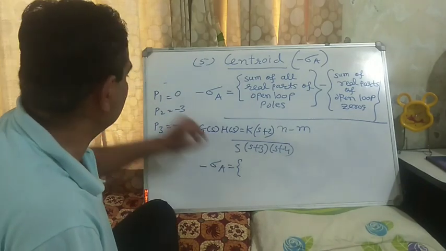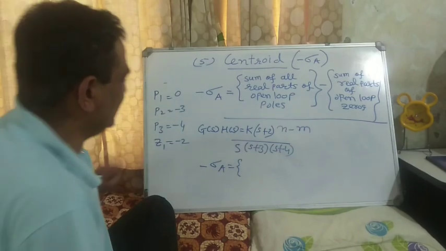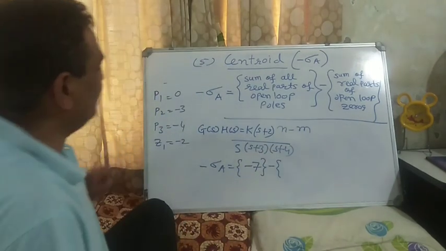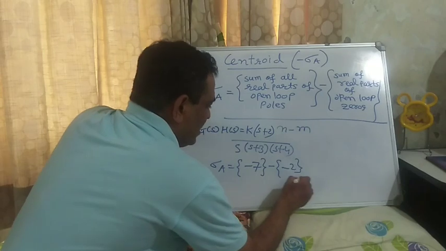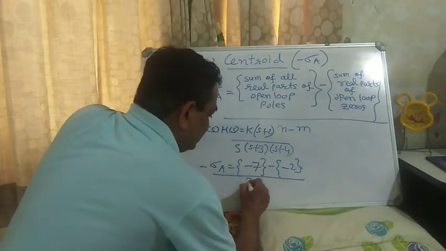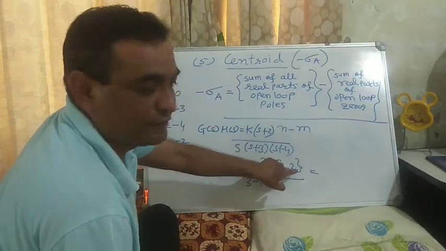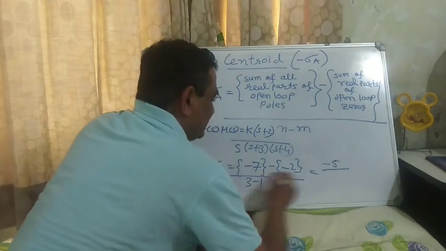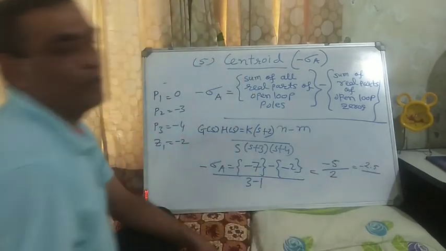The real parts of poles are 0, minus 3, minus 4. The sum of all these is minus 7. Minus the sum of real parts of zeros, which is minus 2, upon n minus m, where n is 3 and m is 1, so 3 minus 1. This will give you minus 7 minus of minus 2, so minus 7 plus 2, which is equal to minus 5. 3 minus 1 is 2. So minus 2.5 is the centroid.